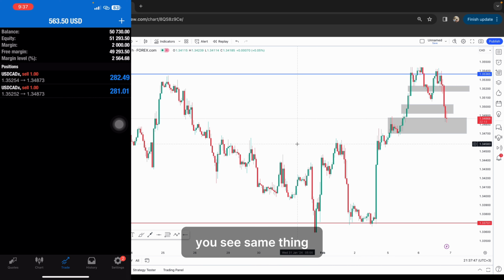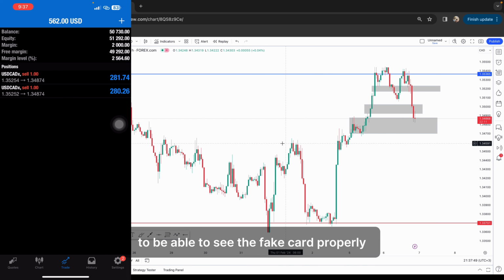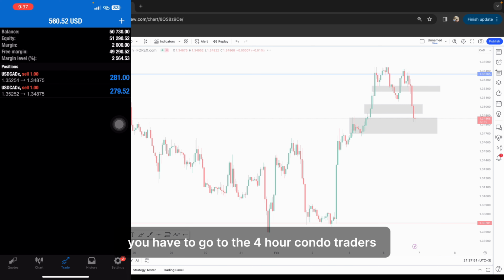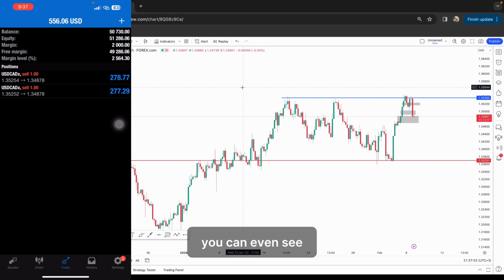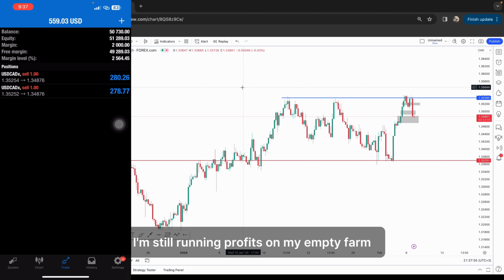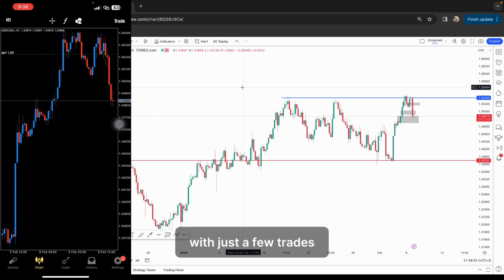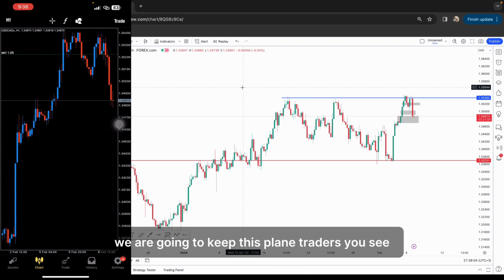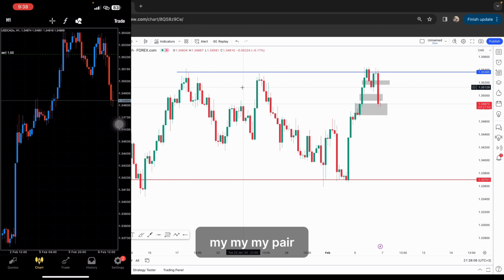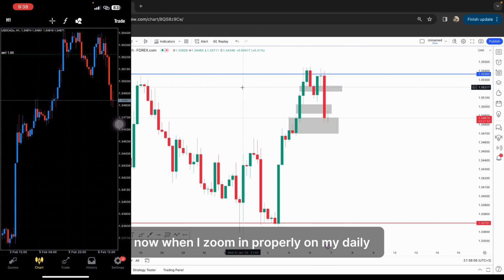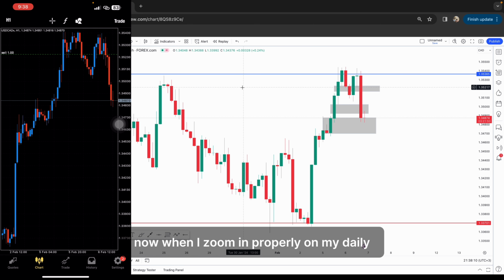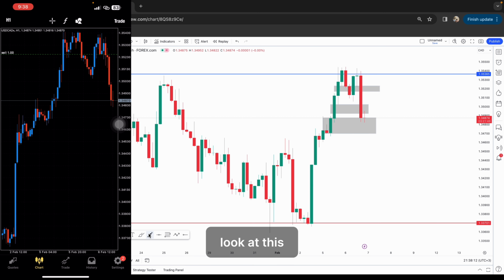Now for you to be able to see the fake out properly, we have to go to the 4-hour candle, traders. You can even see I'm still running profits on my empty form. I've not closed anything. This is the Forex Funder phase 1. We are passing this with just a few trades. We are going to keep discipline, traders. This is my pair.